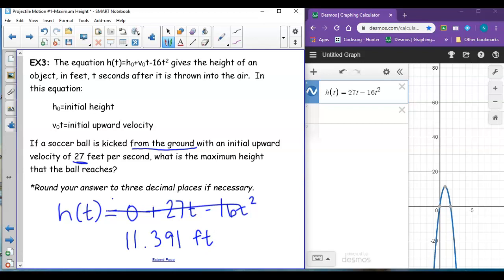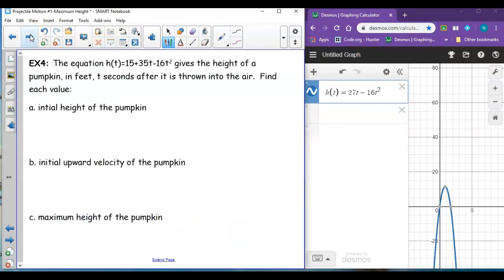Now, if we kick that ball harder, you can see if you have an initial upward velocity that is higher, if you make that 50, the soccer ball goes higher. If you kicked it more easily, if you just made it 10, then it's going to go lower. So you can kind of see what happens with your soccer ball as you kick it. All right. We've got one more example that we're going to do.